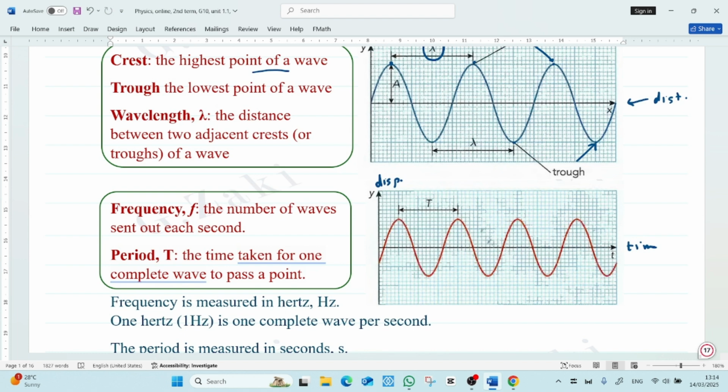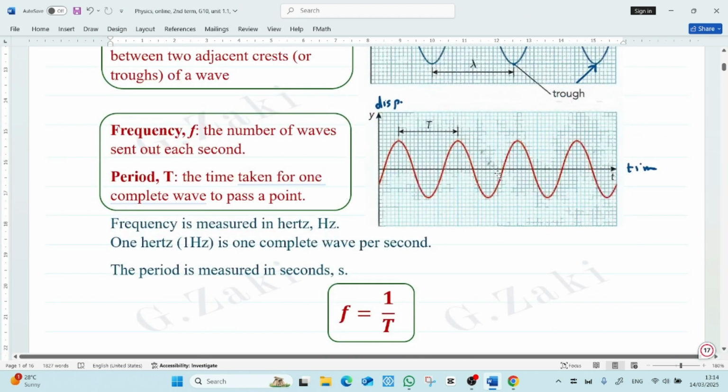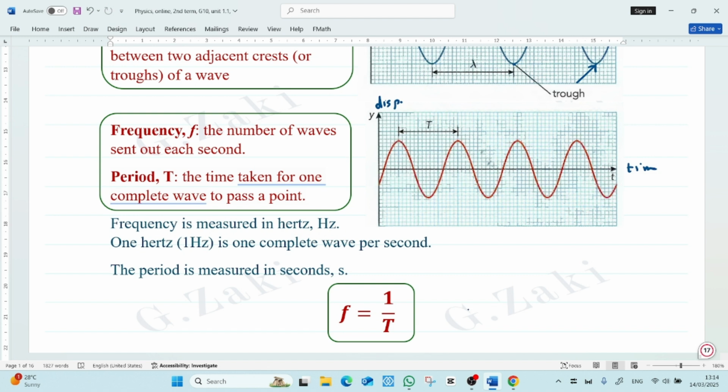The frequency, denoted by f, is the number of waves sent out each second, the number of waves in 1 second. We have a relation between the frequency and the time period. This relation is that the frequency equals 1 over T. Remember, the frequency is measured in hertz and the time period is measured in seconds.